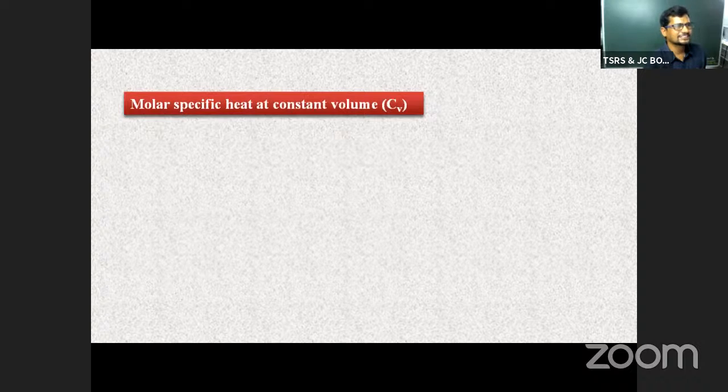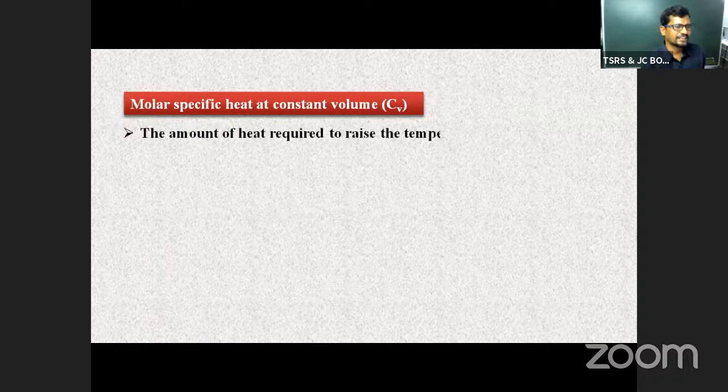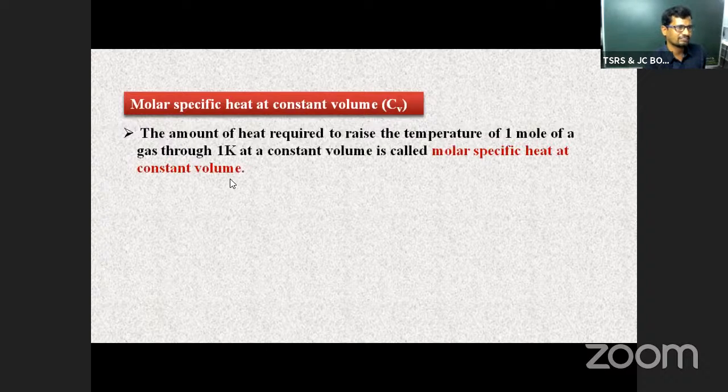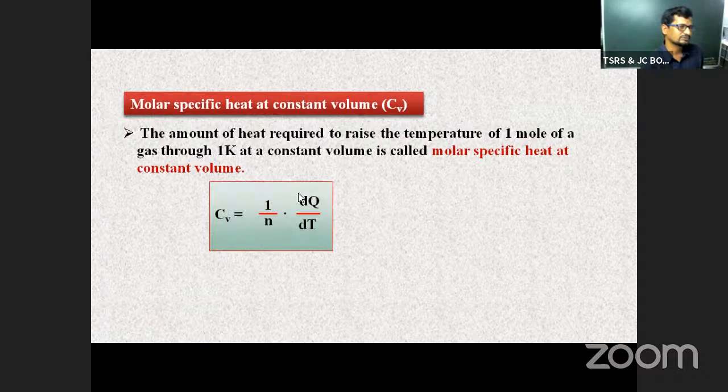Next, molar specific heat at constant volume. The amount of heat required to raise the temperature of 1 mole of gas through 1 Kelvin at constant volume is called molar specific heat at constant volume. Look here. We have to raise the temperature of 1 mole of gas, 1 mole means molar specific heat. To raise the temperature 1 Kelvin, we have to supply a certain amount of heat. That heat is known as molar specific heat at constant volume.